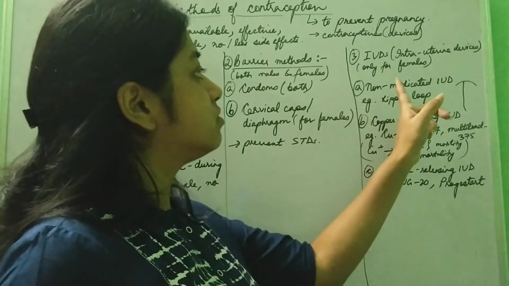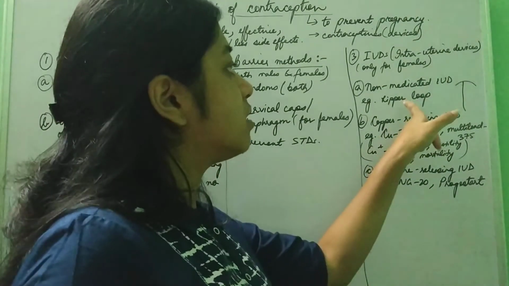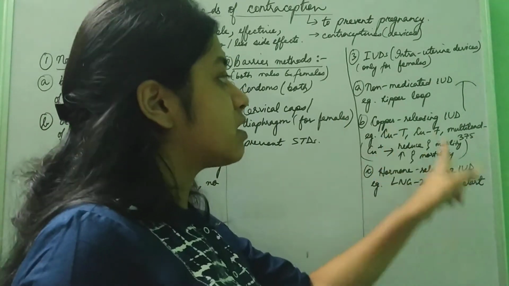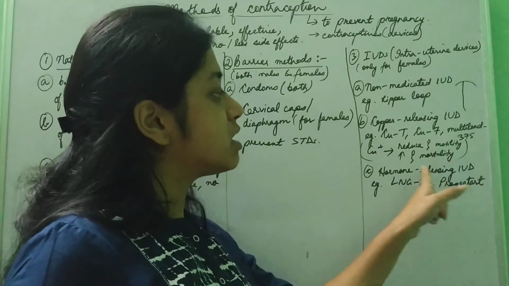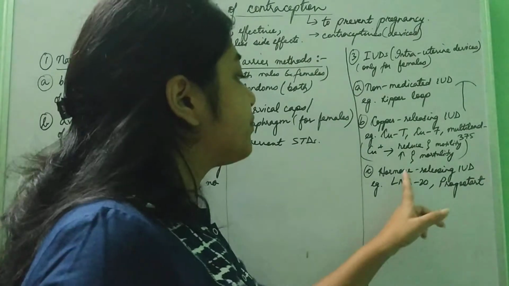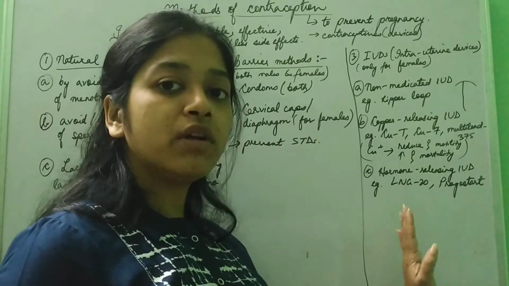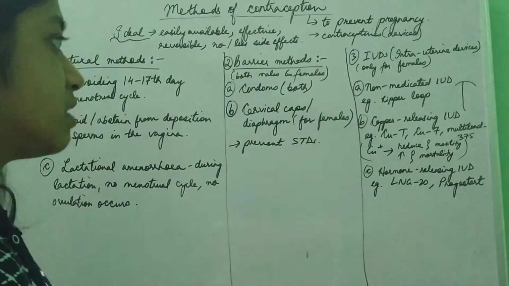So non-medicated IUD is also implanted in the uterus. This is a contraceptive device. Copper releasing IUD is a contraceptive device which will release copper ions, which will reduce the sperm motility and increase sperm mortality. So again, pregnancy is prevented. Hormone releasing IUD will release hormone and make the uterus unfit for implantation of the fetus.